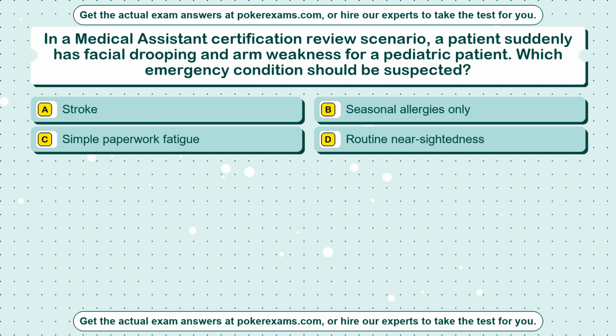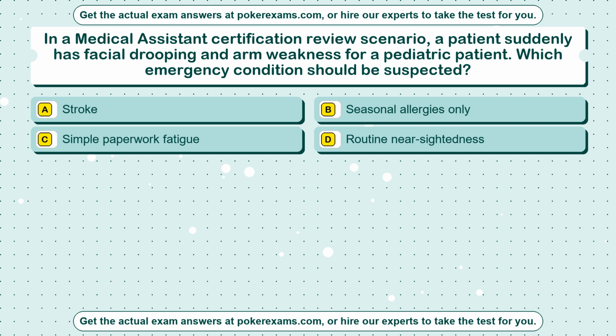Question 93. In a medical assistant certification review scenario, a patient suddenly has facial drooping and arm weakness for a pediatric patient. Which emergency condition should be suspected? Option A, stroke. Option B, seasonal allergies only. Option C, simple paperwork fatigue.